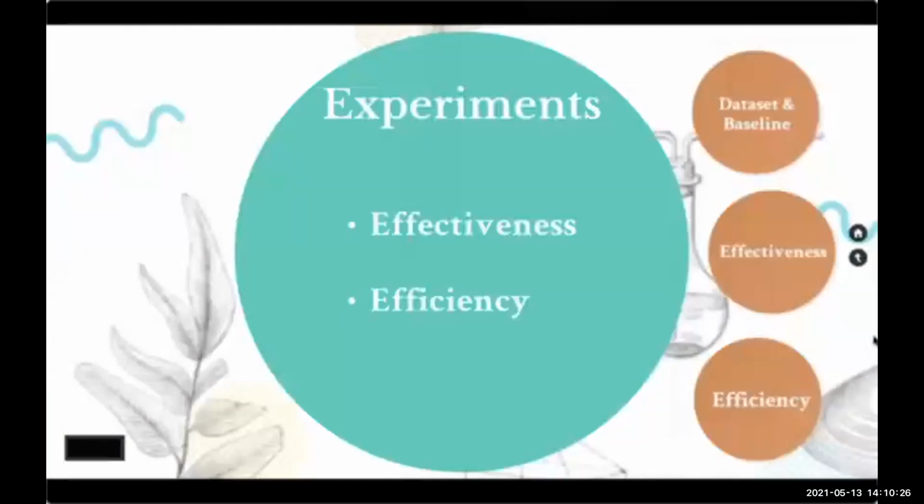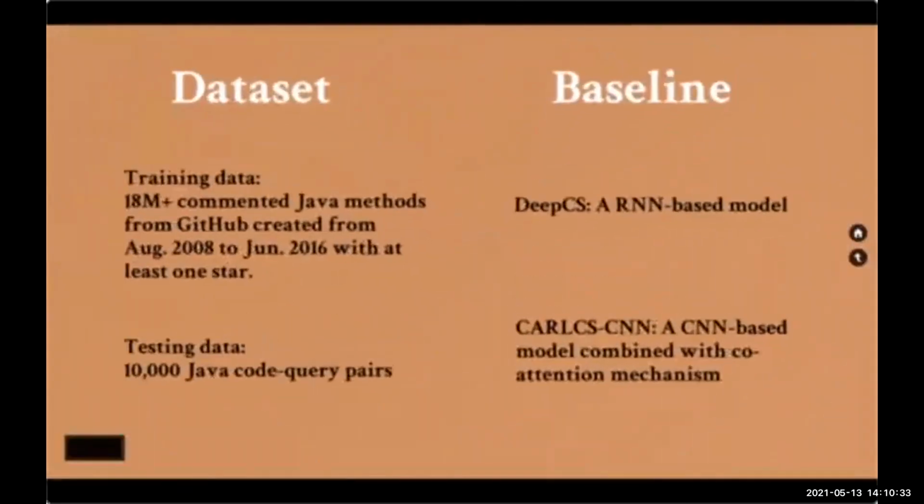We perform all the experiments on the dataset shared by the user of DeepCS. The training dataset contains more than 80 million processed and commented Java methods from GitHub created from August 2008 to July 2016 with at least 1 star. And the testing dataset contains 10,000 Java code query pairs. As for baseline models, we choose DeepCS, an LSTM-based model, and CoaCor CNN, a CNN-based model combined with a co-attention mechanism.